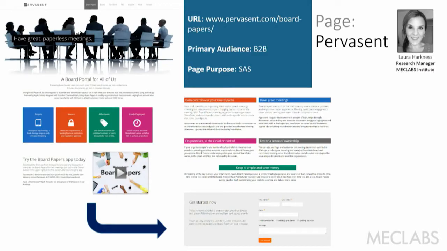So let's move on to the next one. Here we've got Pervasent, I think. Hopefully I spelled it or said it right. Have great paperless meetings. So I think we actually asked Laura to take a closer look at this. So Laura, I'm going to ask you really quick the same question. Things that we should be careful about messing with, things that may be potentially good, and then things that they should definitely consider testing.